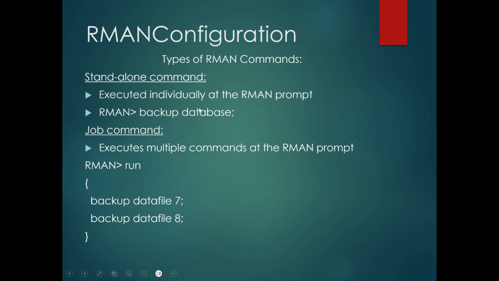This is a single command. If you want to take a backup of the database, archive log, and control file, these are multiple commands. If you want to fire multiple commands, you can use the run utility: run, open bracket and close bracket. In between you can add whatever you want to back up. So this is the difference between the job command and the standalone command.